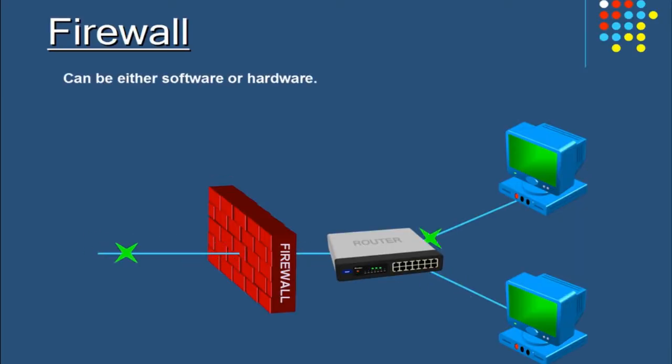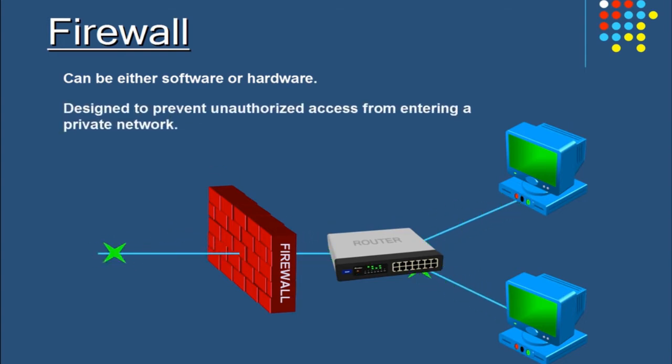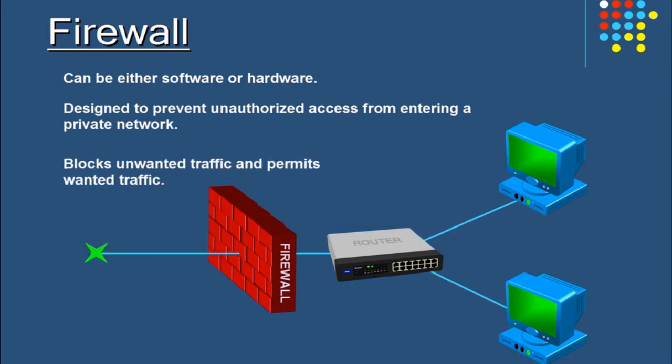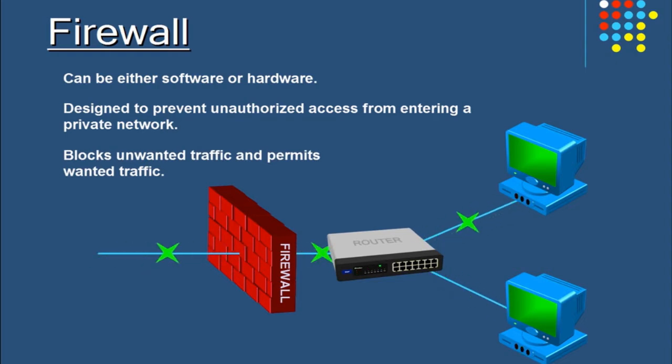Now, a firewall can be either software or hardware. It is a system that is designed to prevent unauthorized access from entering a private network by filtering the information that comes in from the internet. It blocks unwanted traffic and permits wanted traffic. So basically, it filters the incoming network data packets and determines by its access rules if it is allowed to enter the network. In today's high-tech world, a firewall is essential to every business to keep their network safe.